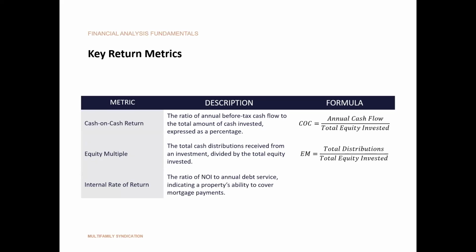And then we have internal rate of return. And this is the ratio of NOI to annual debt service, indicating a property's ability... Oh, no, that's the wrong definition. That is the DSCR definition. So internal rate of return is really the discount rate at which this property is producing a return. This formula looks extremely complicated because it is. You really can't solve this by hand.